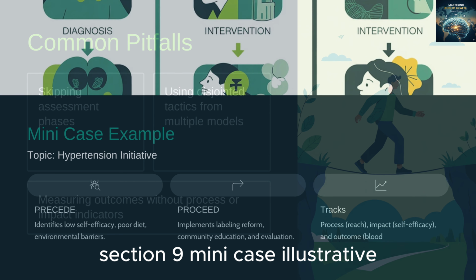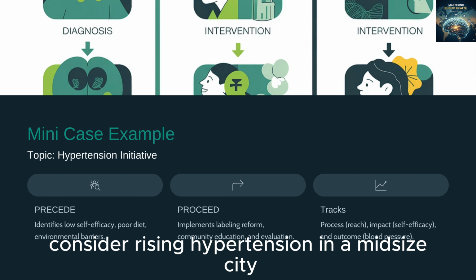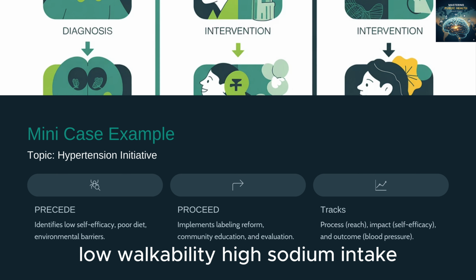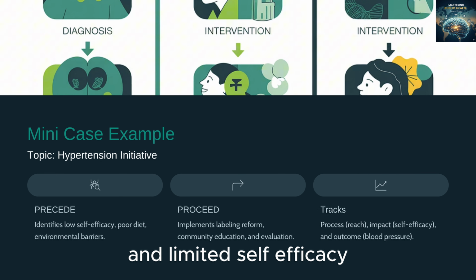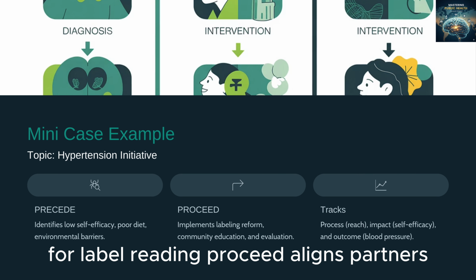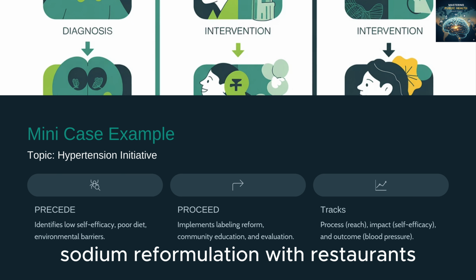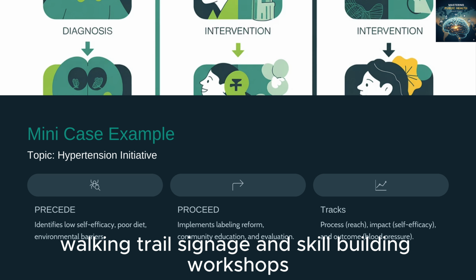Section 9, Mini Case, illustrative. Consider rising hypertension in a mid-sized city. PRECEDE identifies poor access to healthy food, low walkability, high sodium intake, and limited self-efficacy for label reading. PROCEED aligns partners, budgets, and policies, and implements a combined approach: corner store labeling, sodium reformulation with restaurants, walking trail signage, and skill-building workshops.